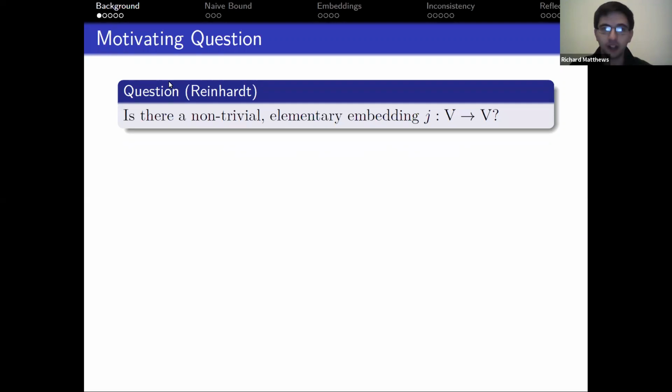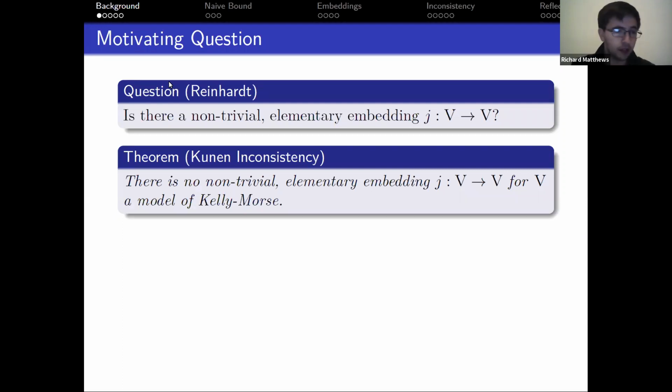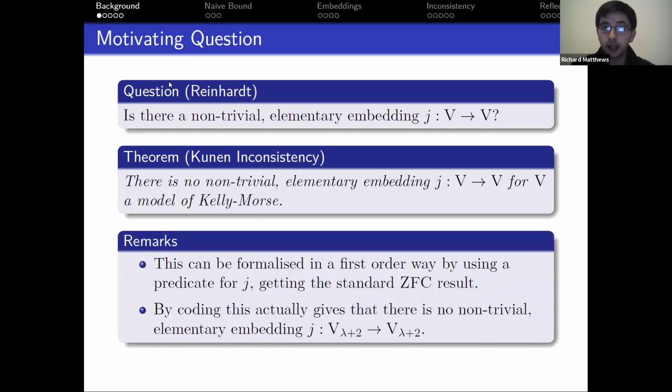The motivating question for all of my work was posed by Reinhardt in his thesis: is there a non-trivial elementary embedding j from the universe to itself? His statement was in the theory ZFC, and Kunen showed shortly afterwards, in 1971, that there is no non-trivial elementary embedding from the universe to itself when V is a model of Kelley-Morse, so second order set theory. This can be formalized in a first order way if we use a predicate for j, which is the standard ZFC result. I'll mention this a bit more in a few minutes.